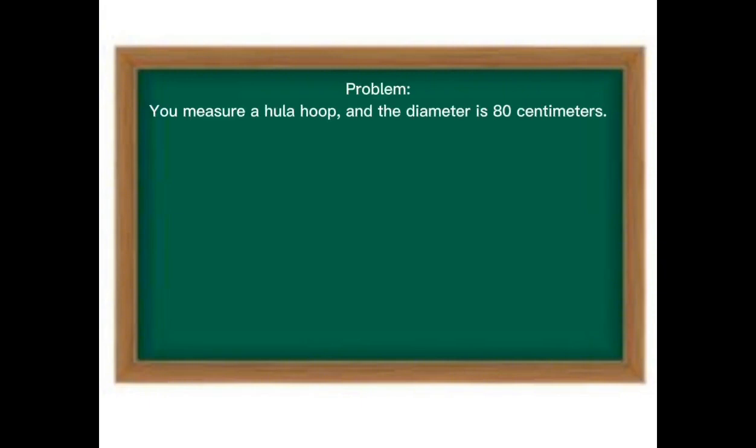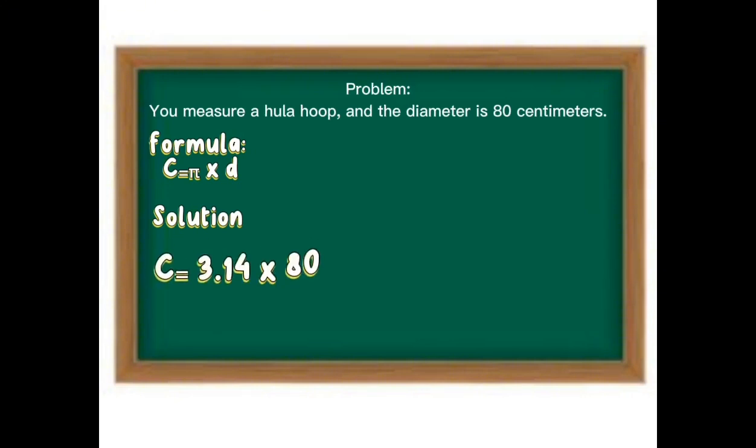Number 2. The problem is you measure a hula hoop and the diameter is 80 centimeters. The formula we use is C equals pi times d. To find how far it is around the whole circle, we multiply by pi. So, C equals 3.14 times 80. After we multiply, the circumference is about 251.2 centimeters, which is the total length around the hula hoop.